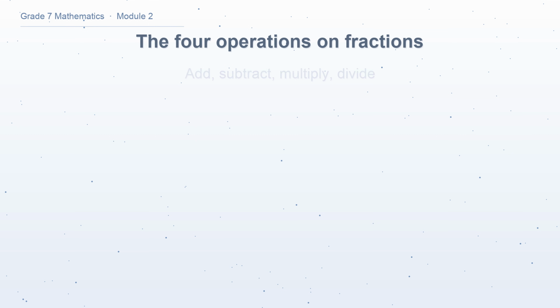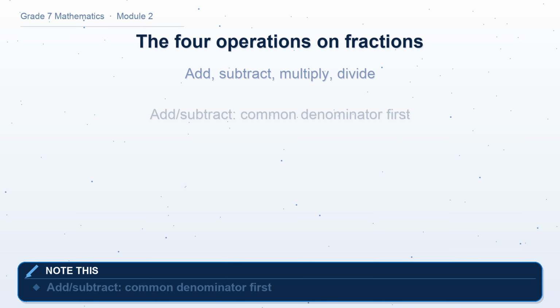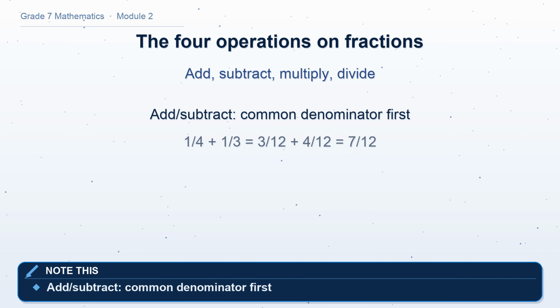Each operation on fractions has its own rule. To add or subtract, we first give the fractions a common denominator. 1/4 plus 1/3 becomes 3/12 plus 4/12, which is 7/12. To multiply, we multiply the tops together and the bottoms together. 2/3 times 3/5 is 6/15, which simplifies to 2/5.